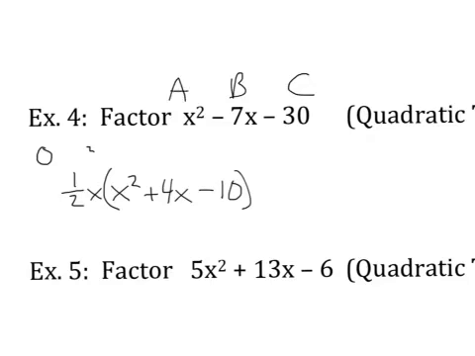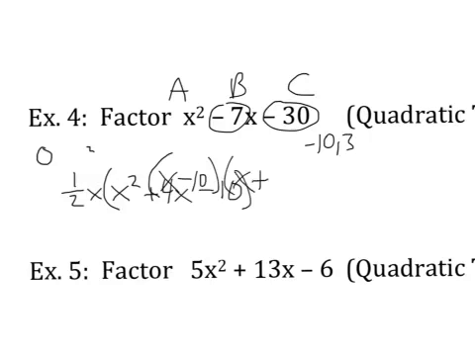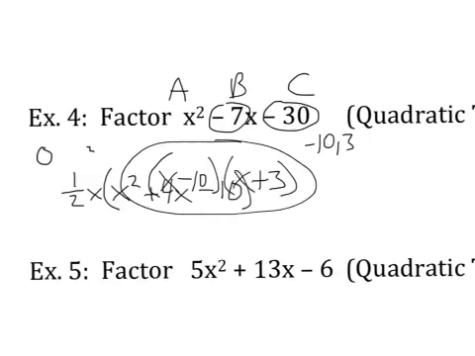So I need to find two numbers that if I multiply them, I get negative 30, and if I add them together, I get negative 7. So you need to start thinking of factors of negative 30 that would add up to negative 7. And hopefully you come up with those two numbers being negative 10 and 3. And so in parentheses, I will do x minus 10 times x plus 3. Again, that's the one we probably spent the most time on.